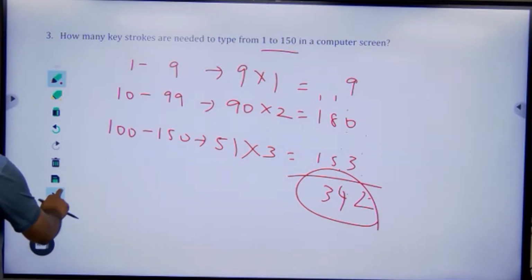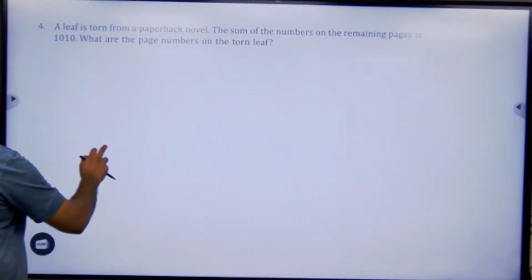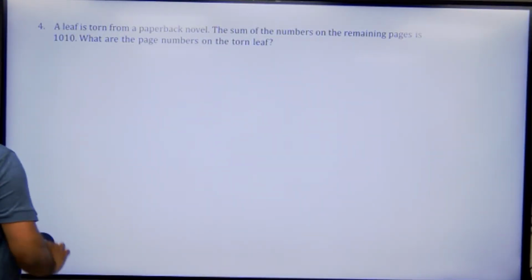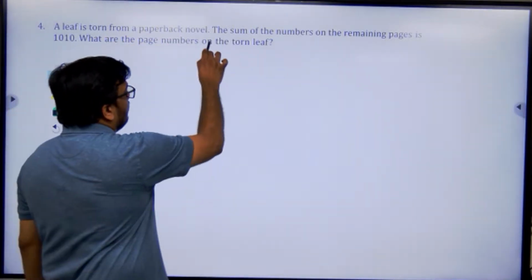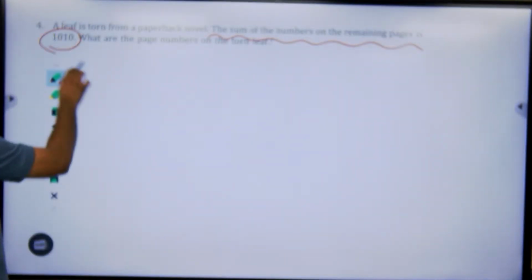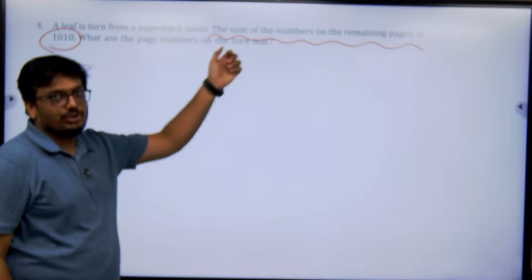Okay, next question. A leaf is torn from a paper book novel. The sum of the numbers on the remaining pages is 1010. What are the page numbers on the torn leaf?